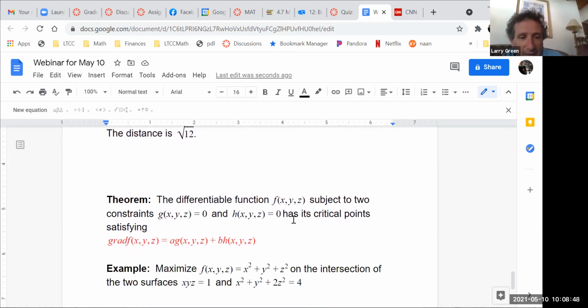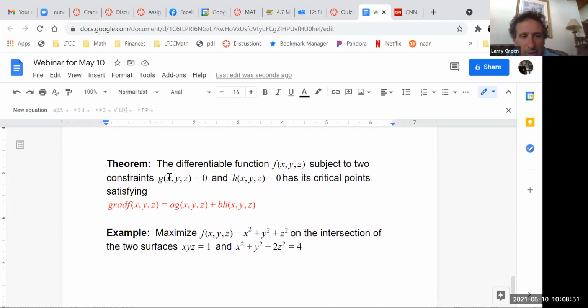Okay, let me do the last theorem, and I'll maybe quickly do another example with it. And that is basically if you have a function of 3 variables subject to 2 constraints, g of x, y, z equals 0 and h of x, y, z equals 0, then you get grad f of x, y, z equals a times grad g of x, y, z plus b times grad h of x, y, z. So what it says is that for each constraint, you multiply by a constant and you add them all up.